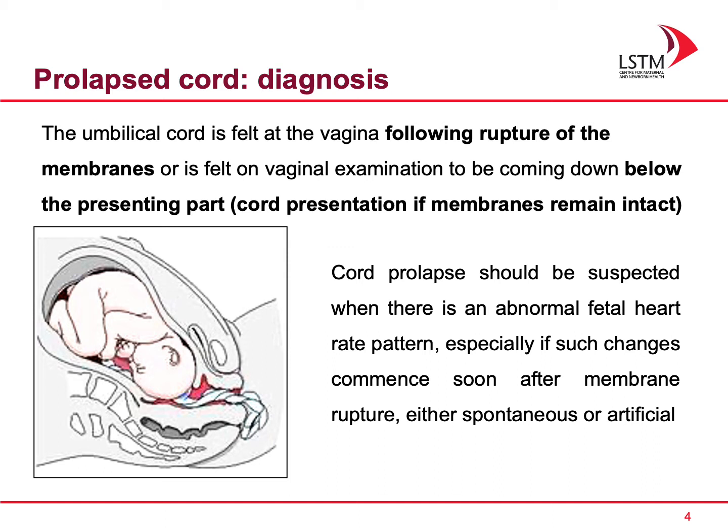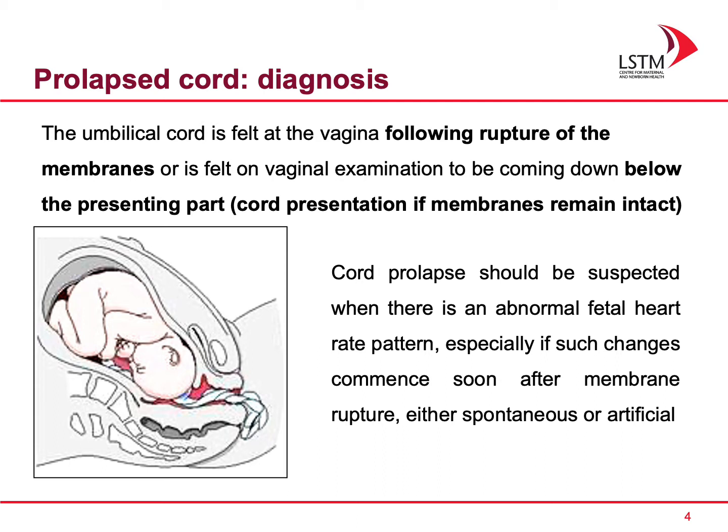Cord prolapse is defined as when the cord slips ahead of the presenting part of the fetus and protrudes into the cervical canal, or the vagina, or beyond the vagina. We can diagnose cord prolapse when the umbilical cord is felt at the vagina following rupture of the membranes and is felt on vaginal examination to be coming down below the presenting part.